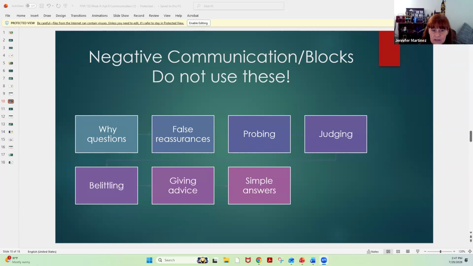That also strips their autonomy, right? If we're making that decision, then they're not making that decision themselves, and we're taking away their autonomy. So again, it's all about providing education and information, and never just give simple answers.